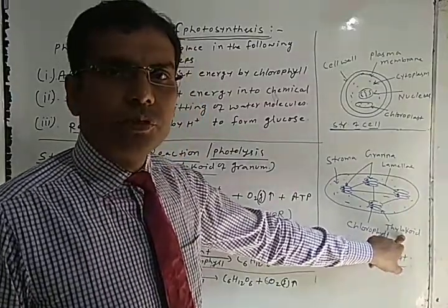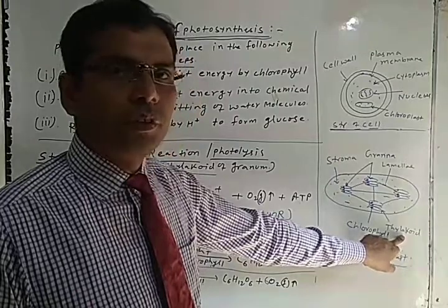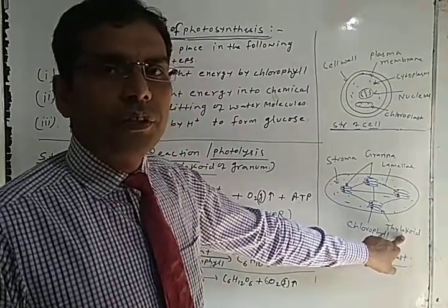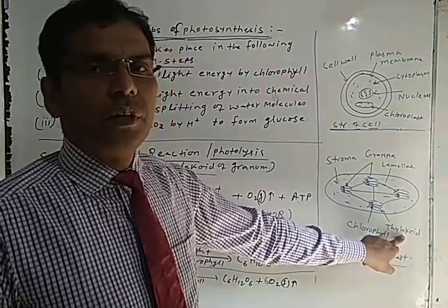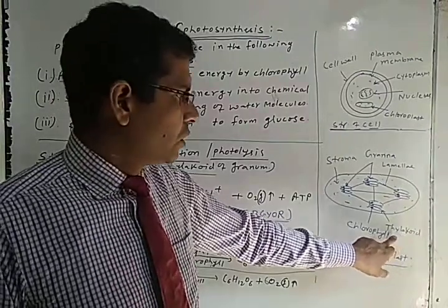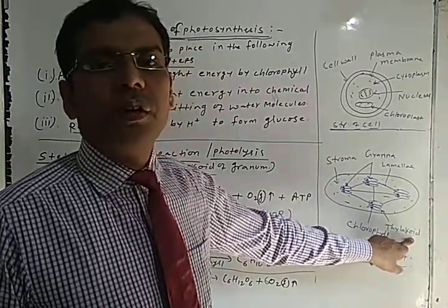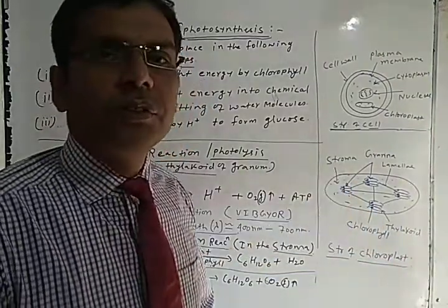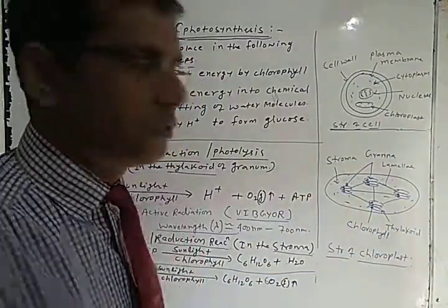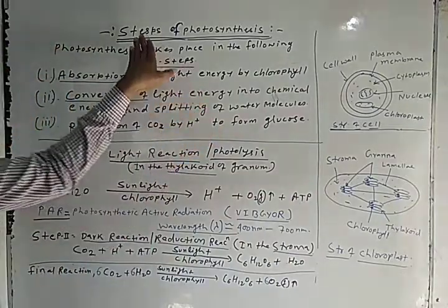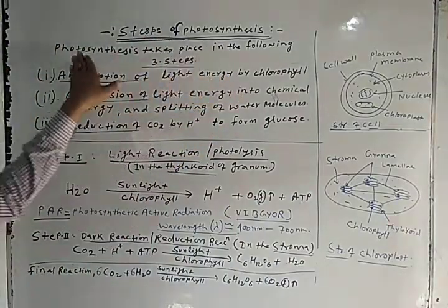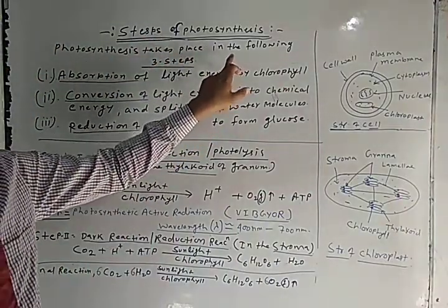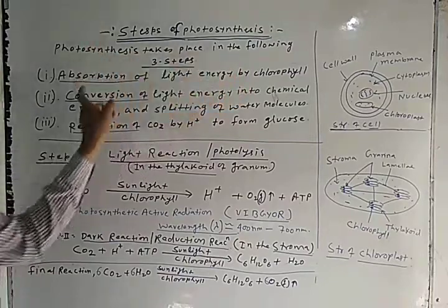Then the steps of photosynthesis we can study: the light reaction and dark reactions. So thylakoid is the site for light reaction and stroma is the site for dark reactions. Now come to the steps of photosynthesis. Photosynthesis takes place in 3 steps.